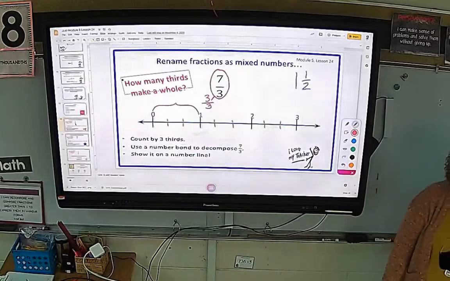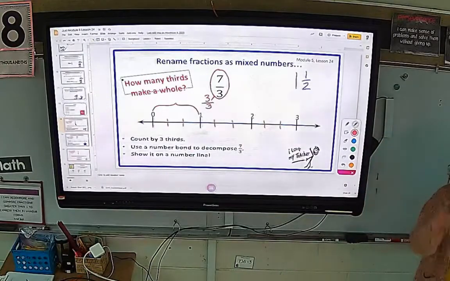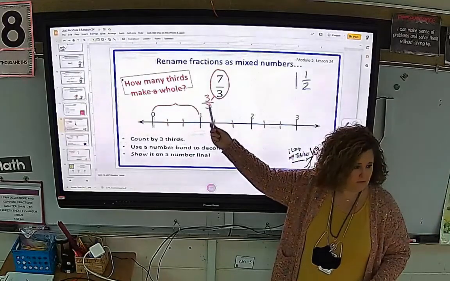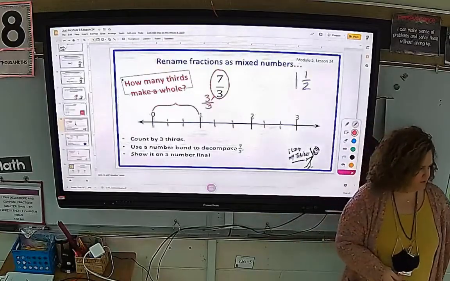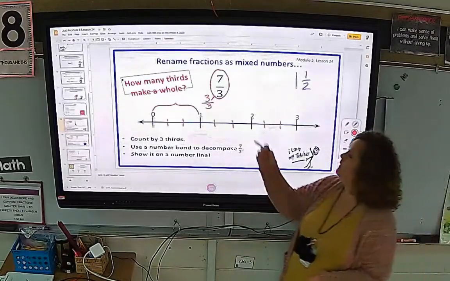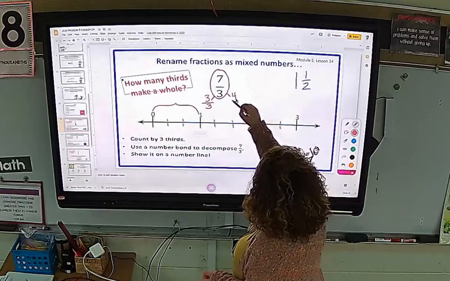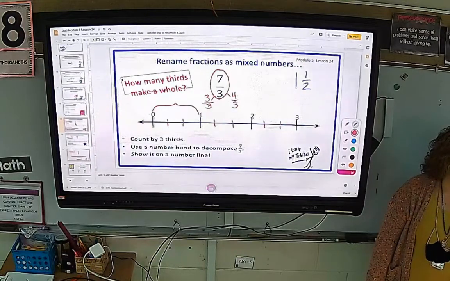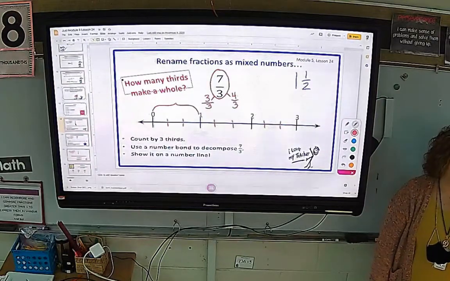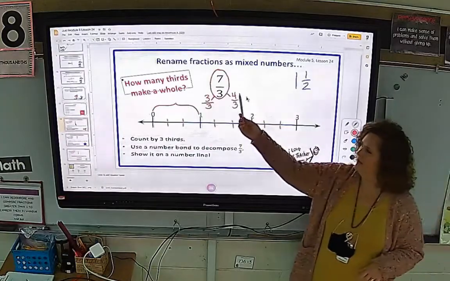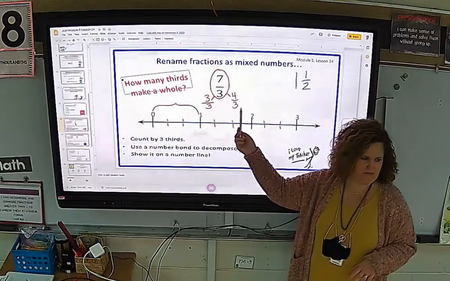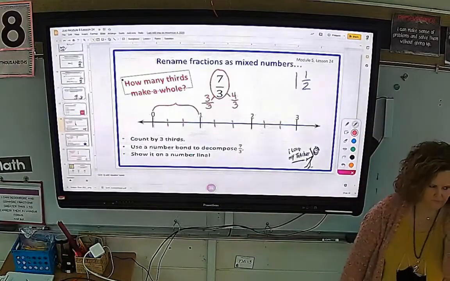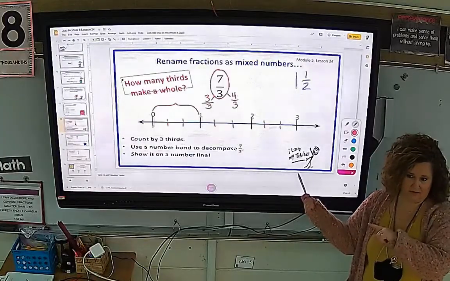Okay, so what's left? If I have 7 and I take 3 away, what do I have left? 7 take away 3 is? 4. Okay, but I'm going to tell you right now, we got to stop. Because we can't leave an improper fraction down here. This is still big enough to take more out of. What could we do? There's another whole. There are 2 wholes in here, okay?